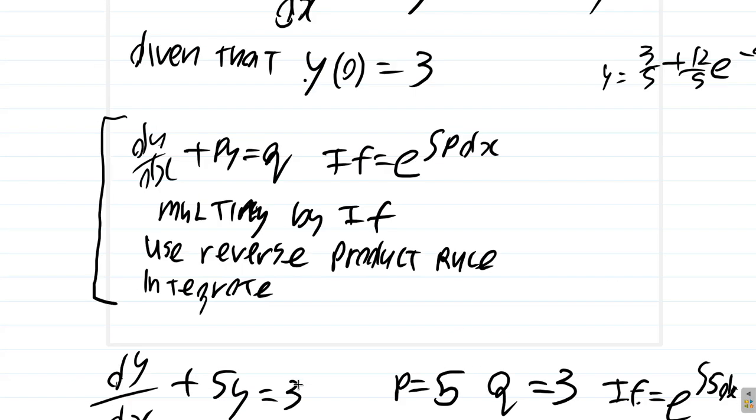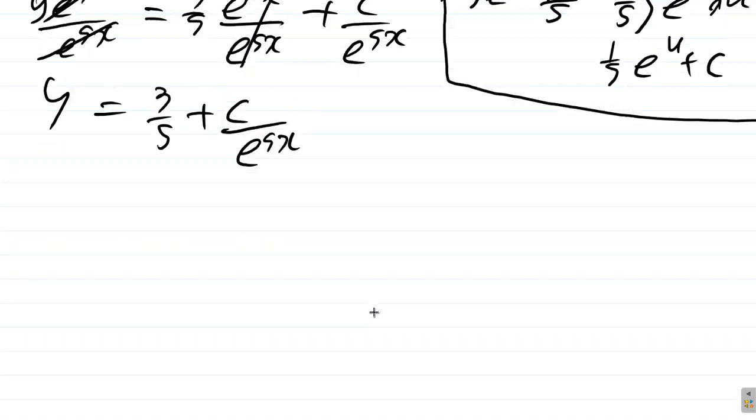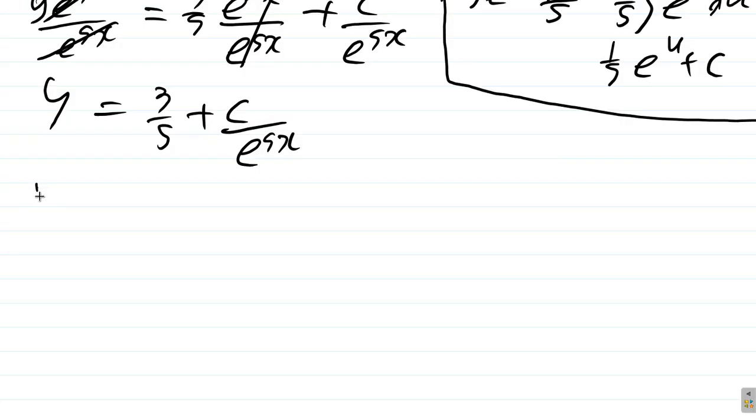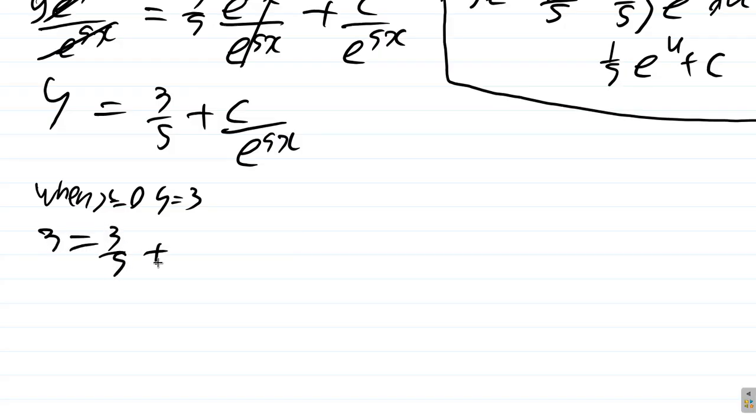What was the initial condition again? y of 0 equals 3. That means when x is 0, y is 3. So when x equals 0, y equals 3. So what you have is 3 equals 3/5 plus c over e to the 5 times 0, which is 0. So the initial condition will allow you to find the constant of integration. e to the 0 is 1. So c will be equal to 3 minus 3/5.